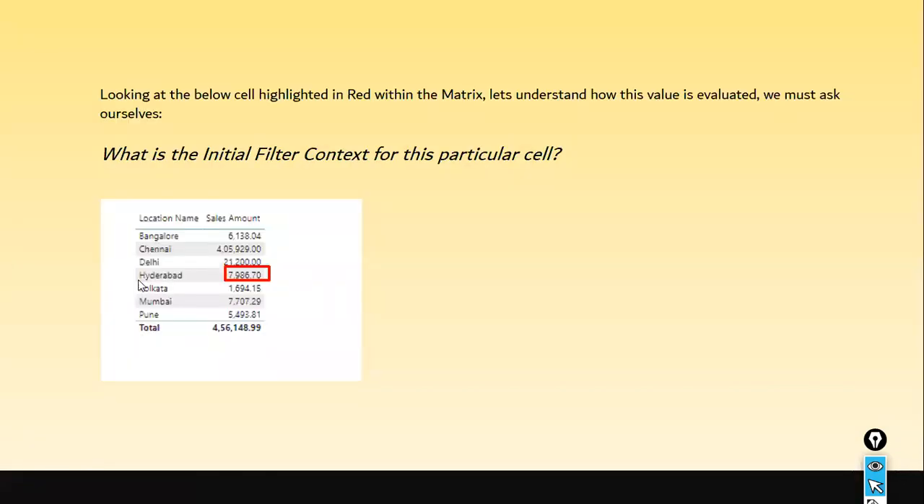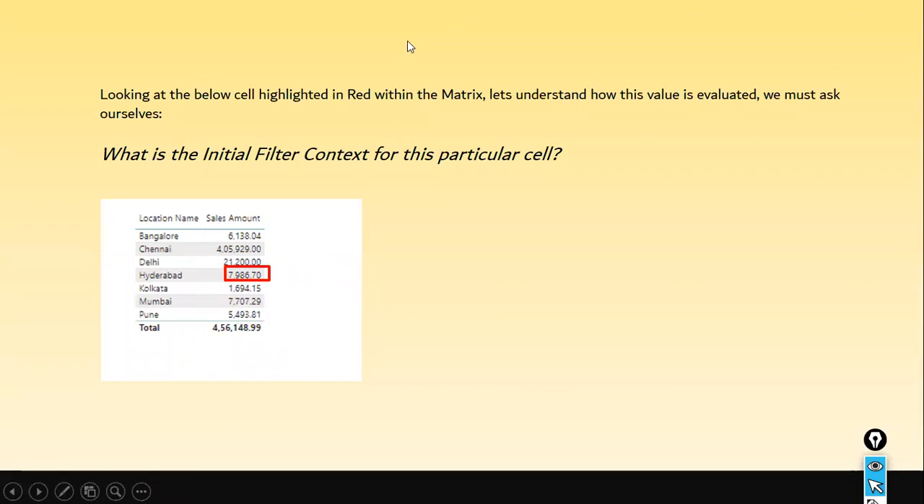Now look at this data and tell me what the initial filter context is for this particular cell. This is the highlighted one. So what is the filter context for this? Is this a row one or column one?